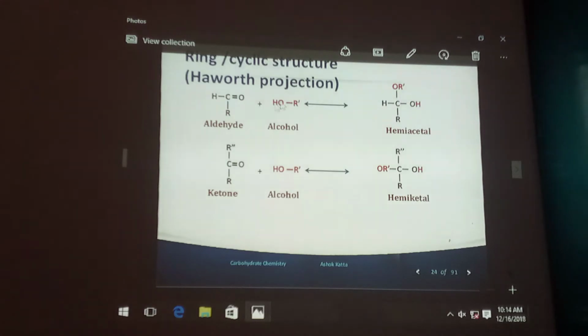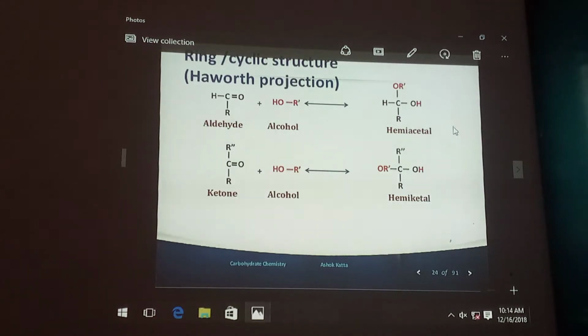Before going into the detailed discussion of its projections, we will discuss the hemiacetal and hemiketal formation. When an alcohol reacts with an aldehyde, it results in the formation of a hemiacetal. What is a hemiacetal? A carbon atom bearing an alkoxy group and a hydroxyl group at a time. So we will call it an acetal carbon atom, and the substance is found to be a hemiacetal.